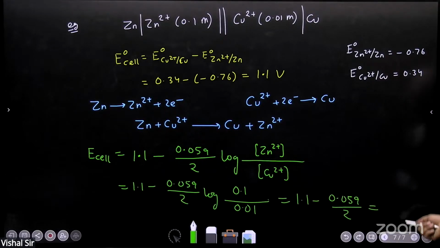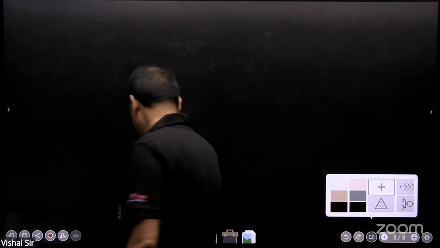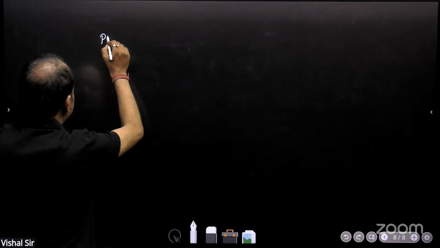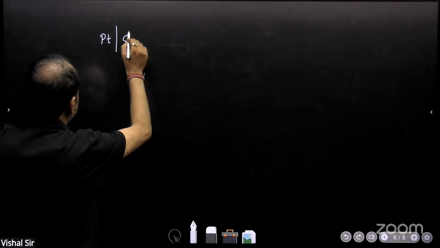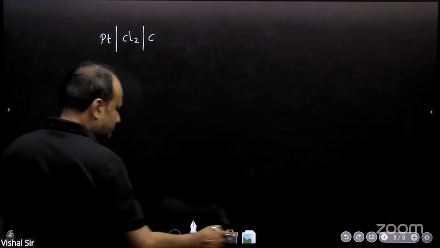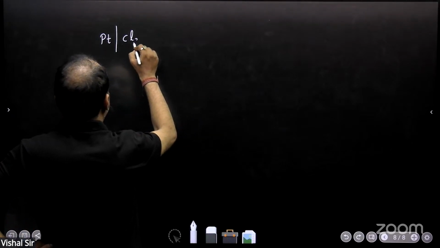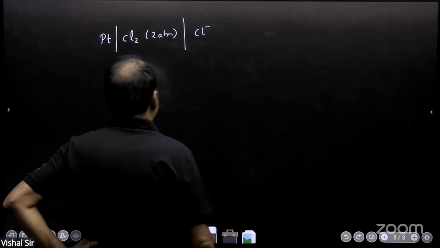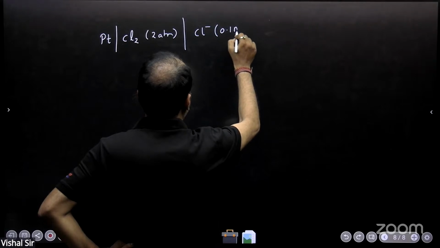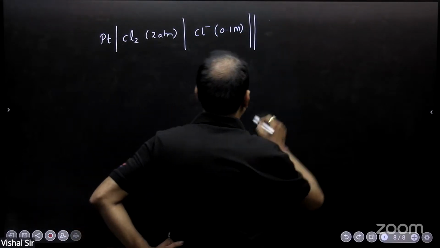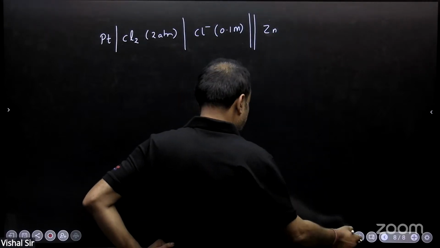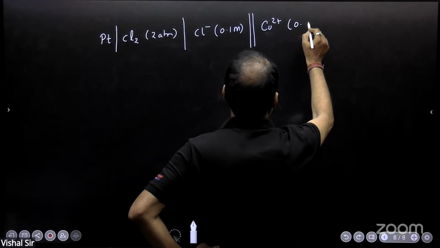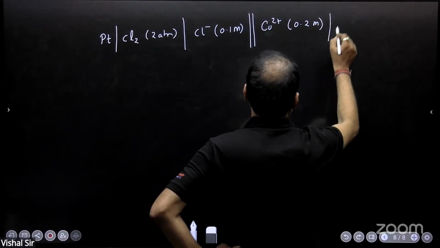Let's take one more example to understand how to apply the Nernst equation. Let's say we are given a cell like this: platinum, Cl2 at 2 atm, Cl minus 0.1 molar, salt bridge, Cu2+ 0.2 molar, Cu.